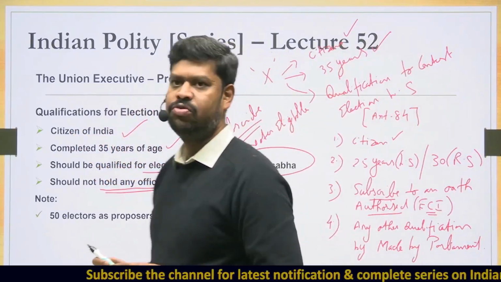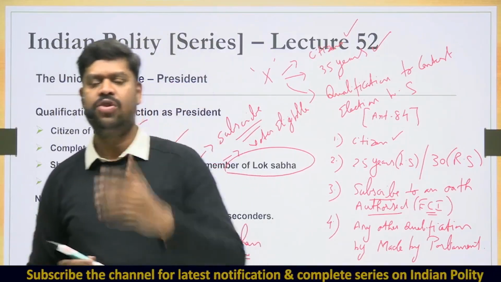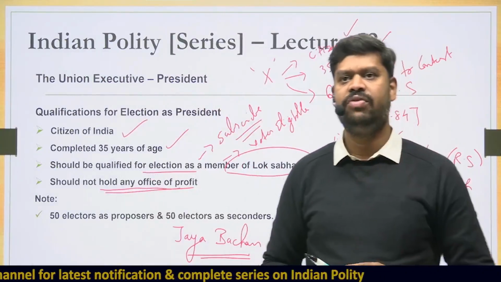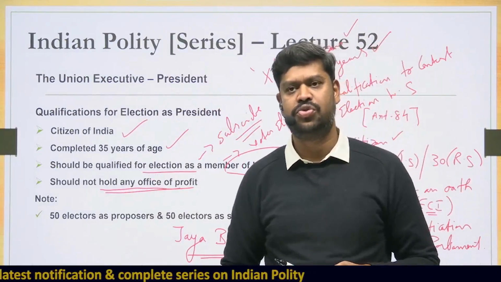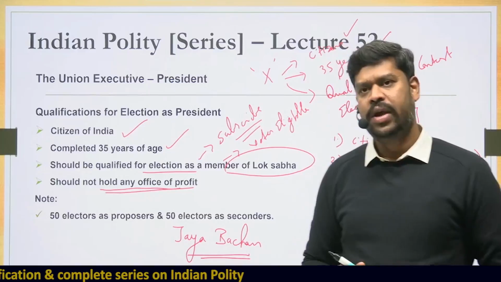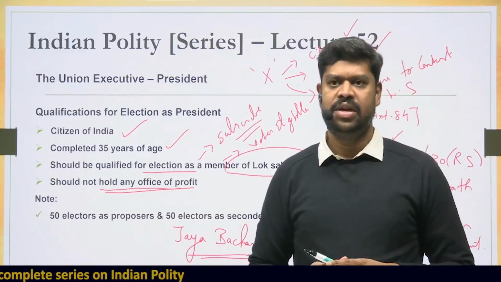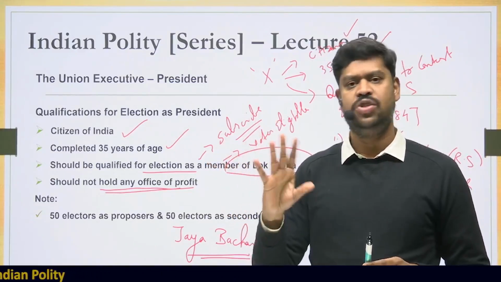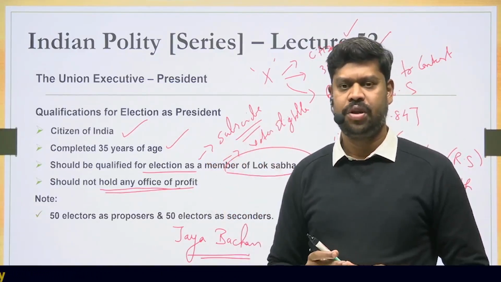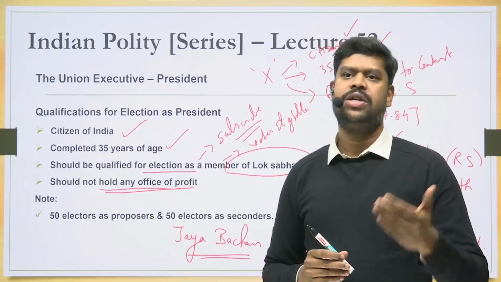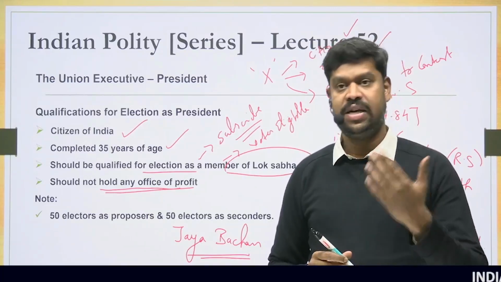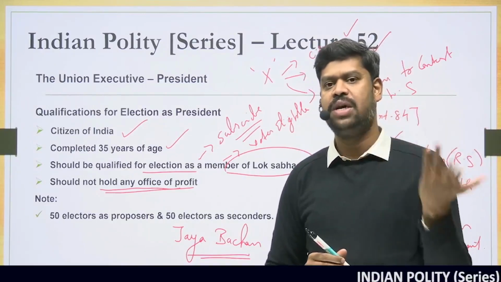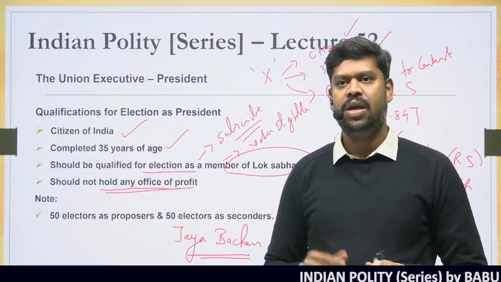Now, after Jaya Bachchan was disqualified, she challenged it in a court of law. She went to the court and challenged that her disqualification is invalid and unconstitutional. Why did she challenge it? You will understand: I said that what is an office of profit is nowhere defined in the constitution. So it is only through the interpretation given by the courts that we understand what an office of profit is. Before the Jaya Bachchan case, what was the interpretation given by the courts?